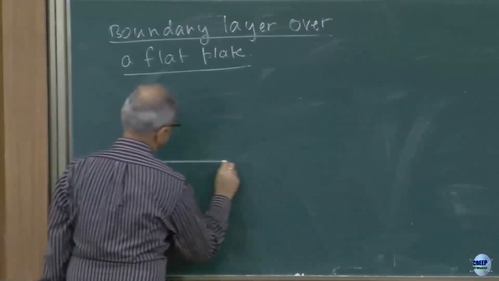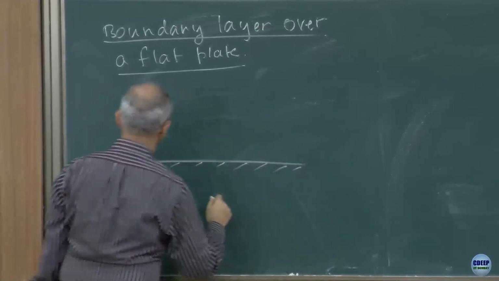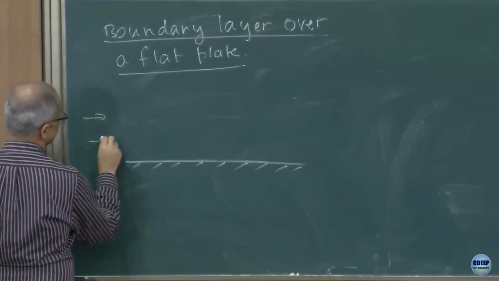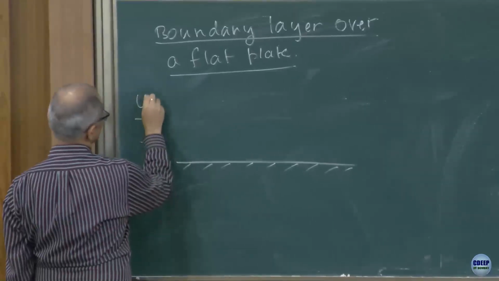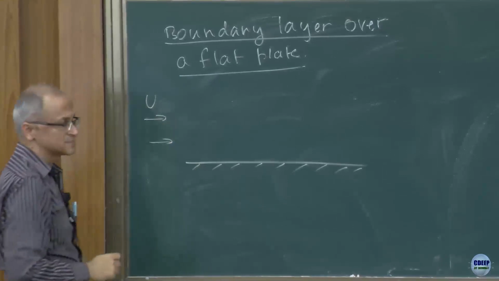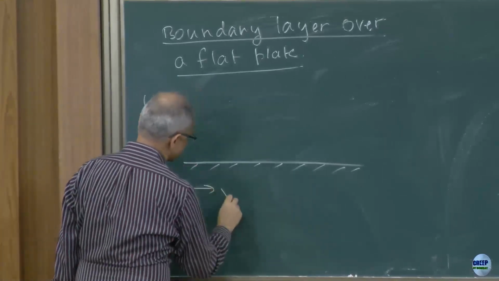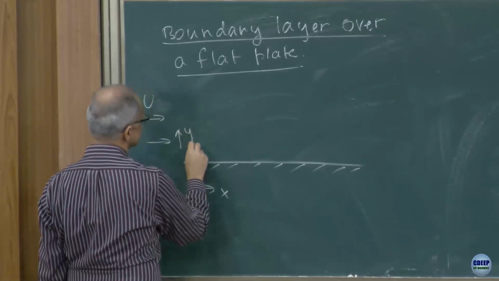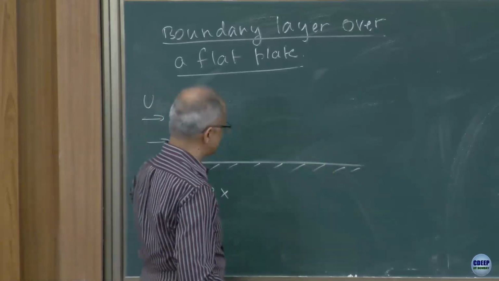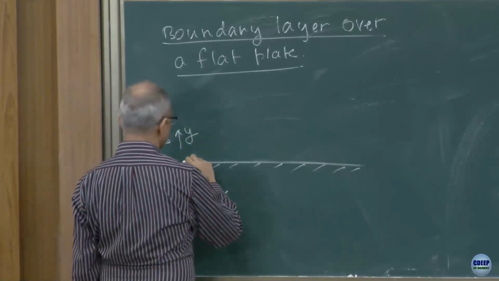So let us consider that there is a flat plate or a surface which is exposed to the flow. So there is some uniform flow, let us just keep it as capital U, which is coming and hitting this plate. This is my x direction, this is my y direction. I assume that the plate is very long. And as we know, there will be a boundary layer which will develop.